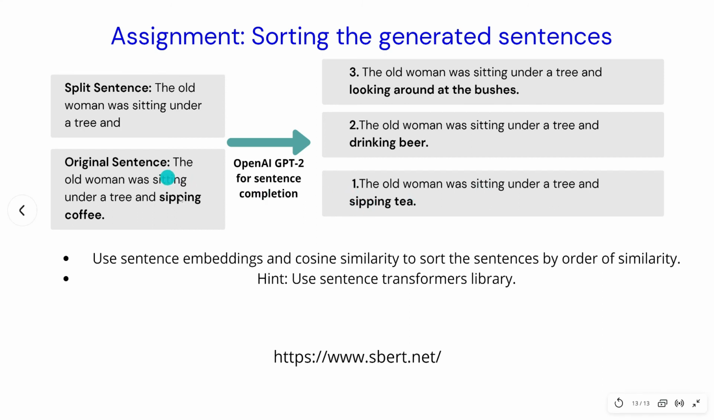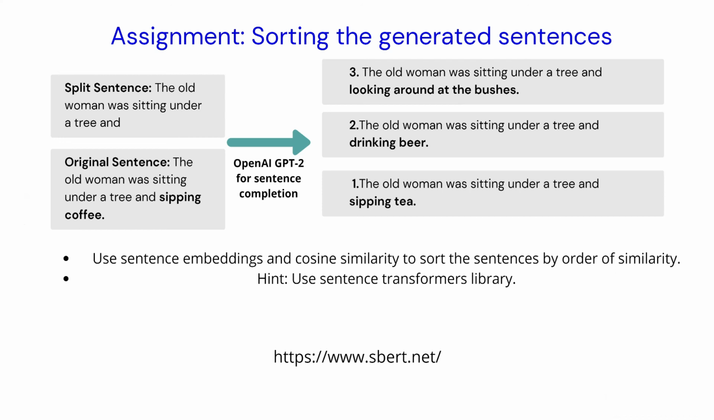So here in this case, probably sipping coffee and sipping tea are very close, so we cannot call this a falsified sentence to this sentence. But rather, if you give a sentence like this, where looking around the bushes, then this is quite different from this sentence, so this can be used as a falsified sentence. So I want to give you a short assignment where perhaps you don't even need to code, but come up with a way to sort these sentences in the order of their dissimilarity.